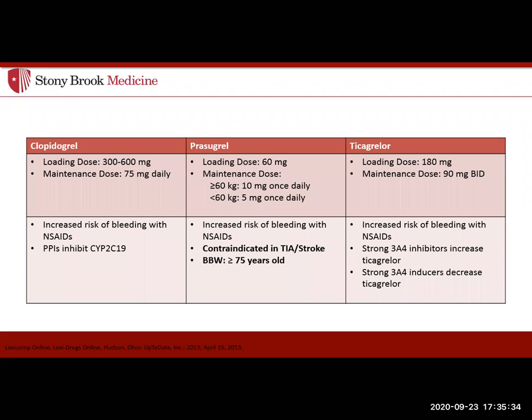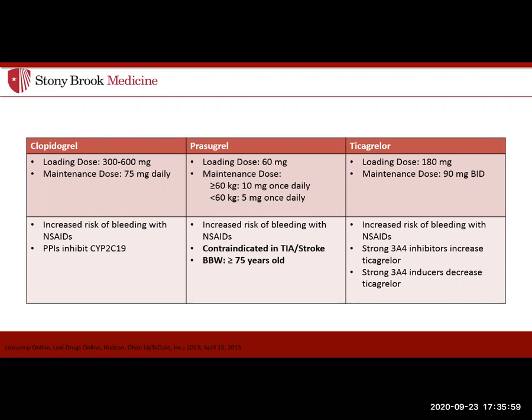So we'll talk about our P2Y12 inhibitors, which are clopidogrel, prasugrel, and ticagrelor. These are used in addition to aspirin, which is how we get the title dual antiplatelet therapy in patients who are post-MI. And I just want to call attention to the differences in loading doses. It's important to load patients with your antiplatelets so there is no gap in therapy.